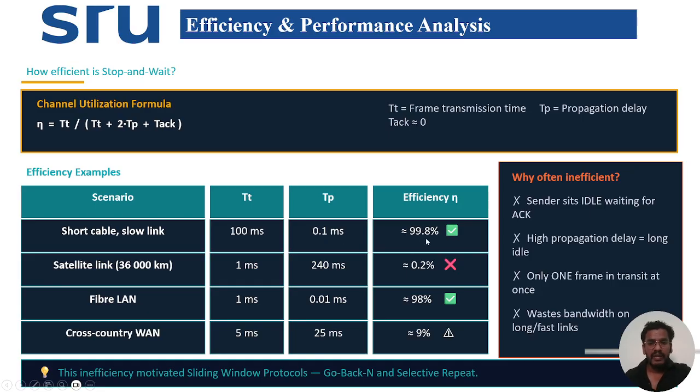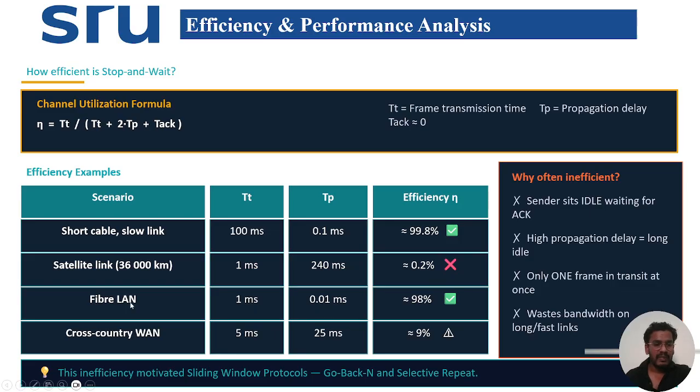The efficiency should be 99.8 percent. Coming to the satellite link, it's like 36,000 kilometers, with 1 millisecond of frame transmission time and a propagation delay of 240 milliseconds, and the efficiency would be 0.2 percent.